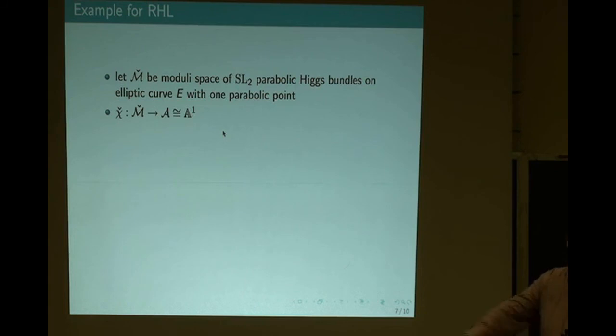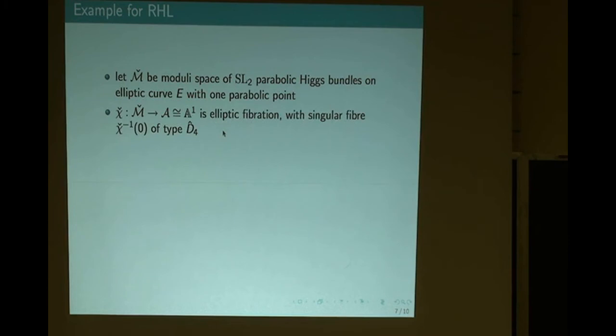So elliptic curves generically outside zero, but over zero we will have a single fiber of type D4 hat. So the picture is this. Here you have the complex plane. Over zero you have these configurations of P1s along the shape of an affine D4 Dynkin diagram, and the generic fiber is always the same elliptic curve E. So that's the fibration we have.